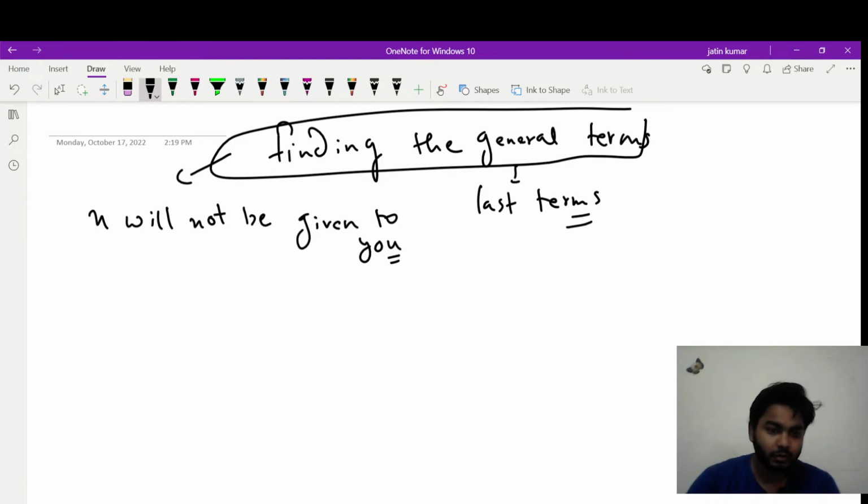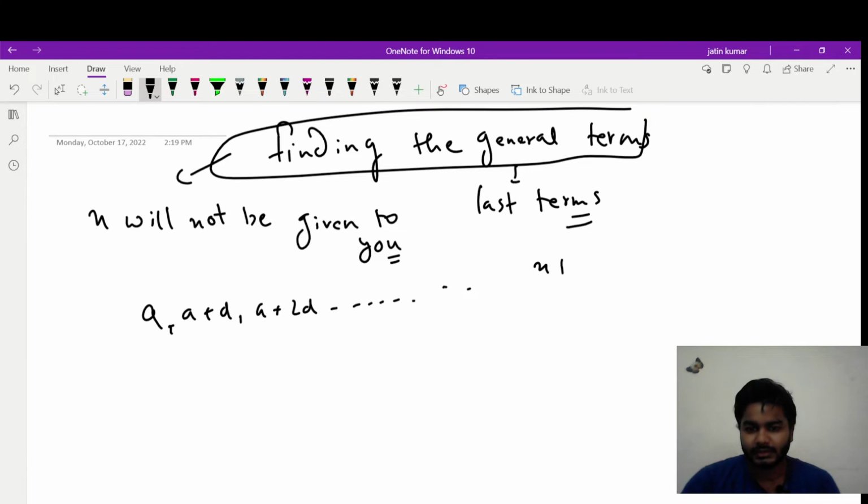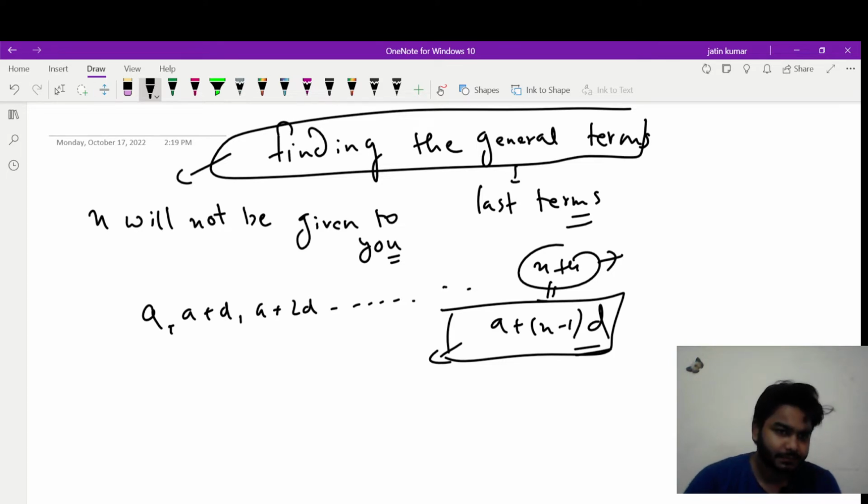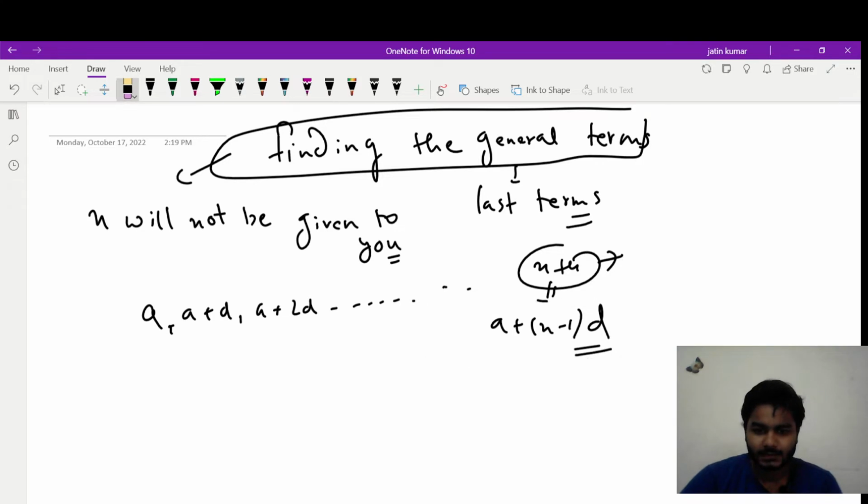I have already told you the formula also, because last term is what? The nth term. Suppose this is an AP, A plus D, A plus 2D, and so on, and it goes till nth term. Nth term is the last term. I have already told you in the previous slides. Okay, so nth term will be A plus n minus 1 into D, because the coefficient of D will be 1 less than the actual term, and the actual term is nth term only. So A plus n minus 1 into D is the general formula of finding the last term. Conceptually I have told you. So this is the formula.